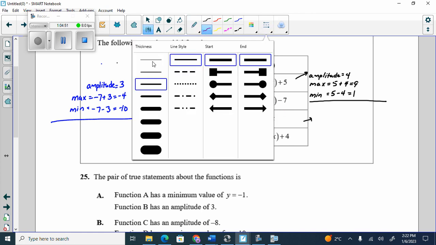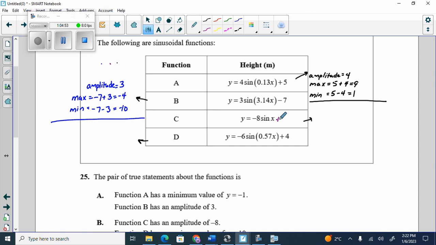And this one has plus 0 at the back, just so we know. Our midline is 0. So our amplitude of this one is 8. I don't care that it's negative 8. Amplitude is always positive because it's half the distance from the min to the max, or the distance from the midline. So it's going to be 8. Then my maximum is my D plus my amplitude, which is 8. And my minimum is my D minus my amplitude, which is negative 8.